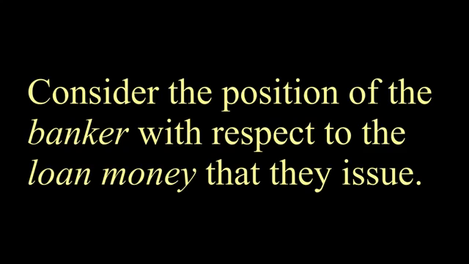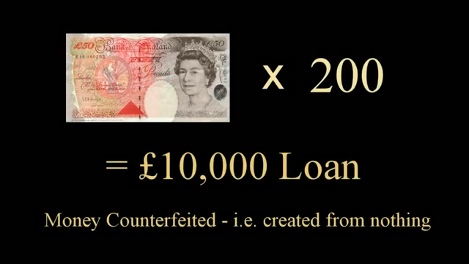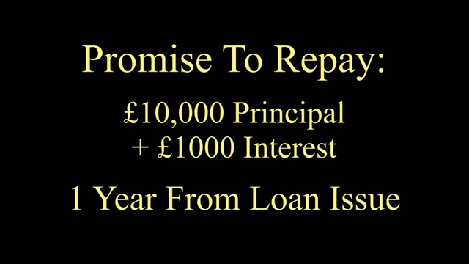Consider the position of the banker with respect to the loan money that they issue. Let us assume that a person takes out a £10,000 loan from the Bank of England, with the bank creating the £10,000 as loan money from nothing, and that they require that the borrower return the £10,000, being the principal, with an extra £1,000 interest 1 year from the date the loan was granted. We must remember that the £10,000 loan money is counterfeited into existence by the bank and has no gold deposit backing it.